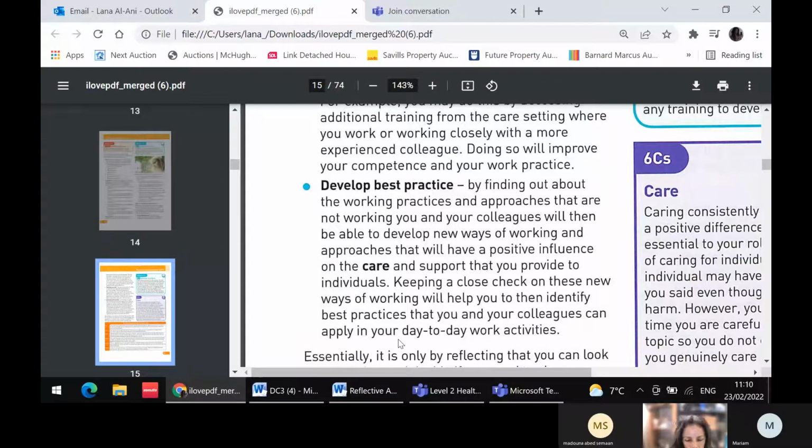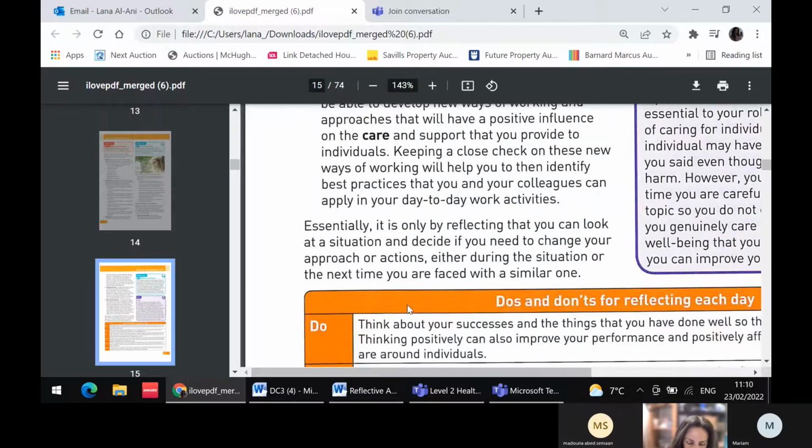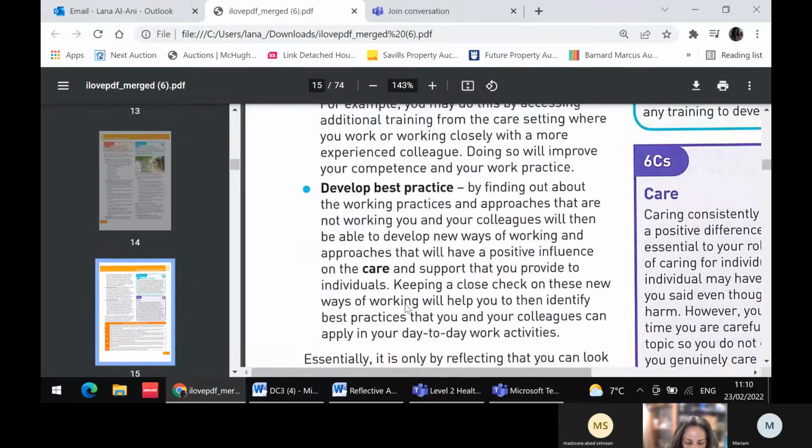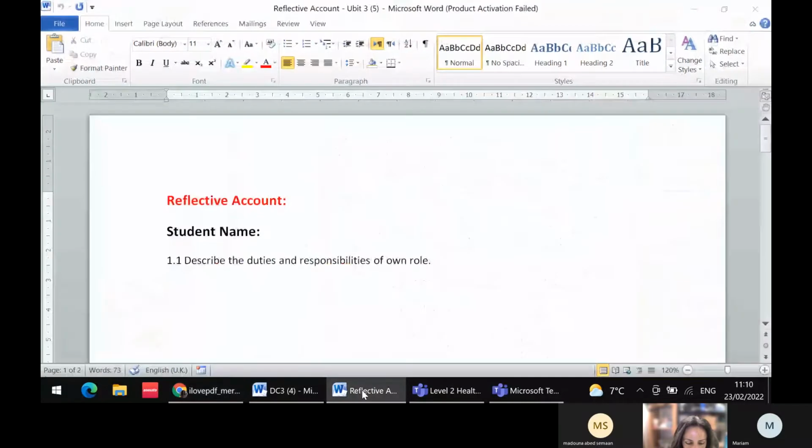So it develops best practice, by finding out the working practices and approaches that are not working, and also the ones which are working in a better way. Then you can speak to your colleagues and change the way you are working. Yes. So this is how, sorry, where is it?